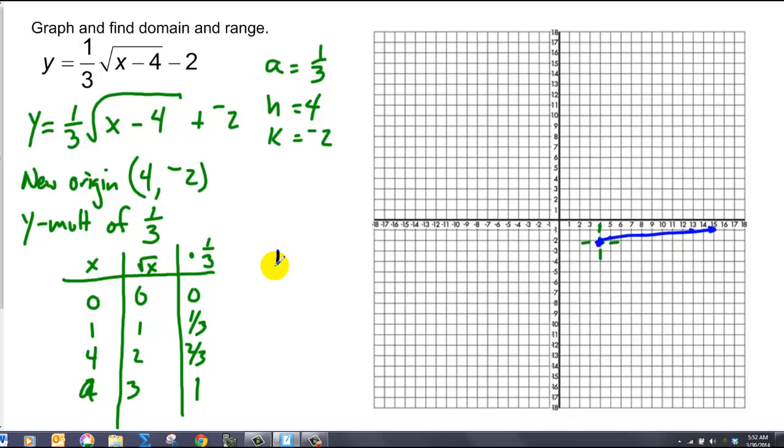And if I go once again domain and range, my x's start at 4 and get bigger. And my y's begin at negative 2 and grow larger.